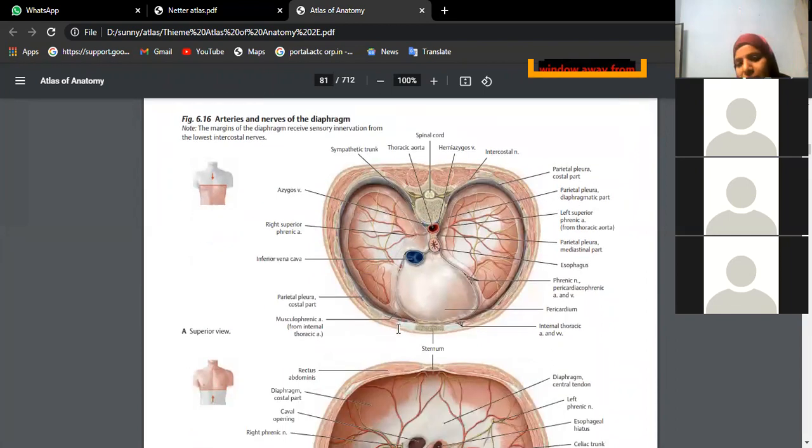This is the superior aspect of diaphragm. Once you remove, the lung is resting here. Okay. So right lung is resting here, left lung is resting here. This area is for heart. Okay. Diaphragmatic surface of the heart is resting here. So now you are finding three openings, no, major openings. You are finding inferior vena cava opening, esophageal opening, aortic opening. Okay, these are all nerves.